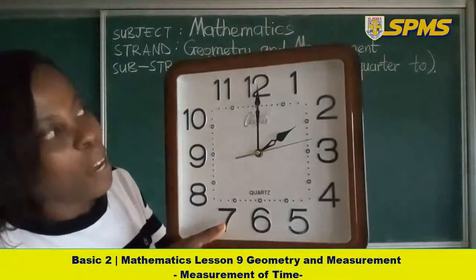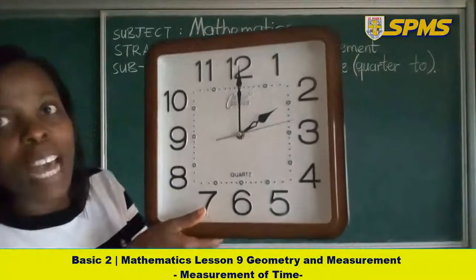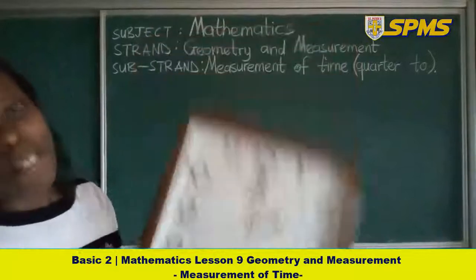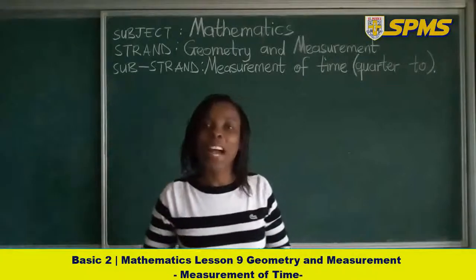So now it has come back to 12 again. So an hour has gone by. So the time is 2 o'clock. Clap for yourself. All too soon, we've come to the end of our lesson.